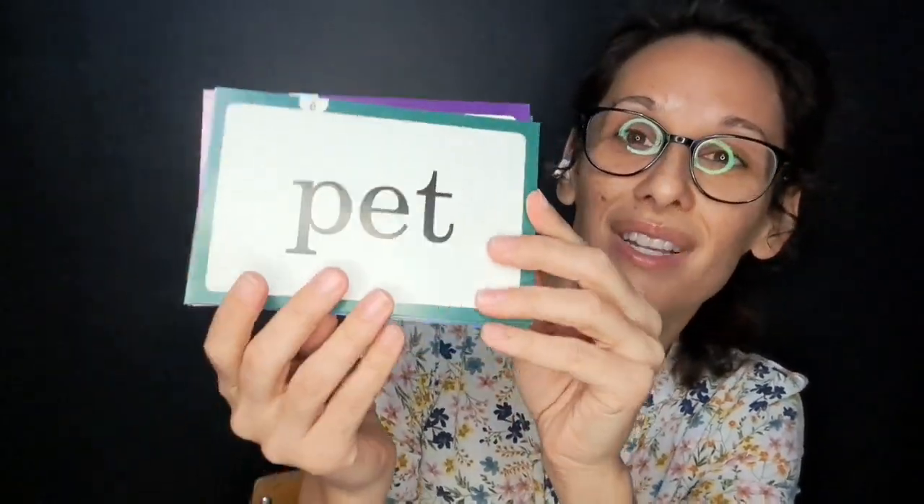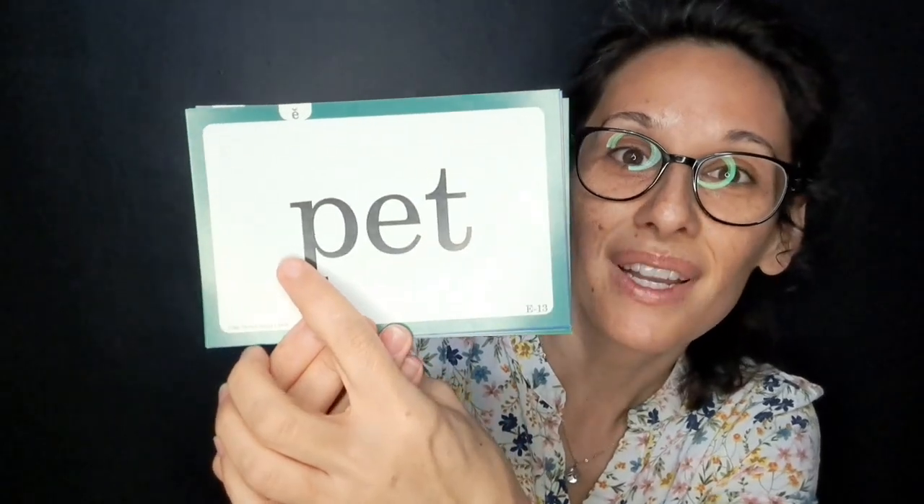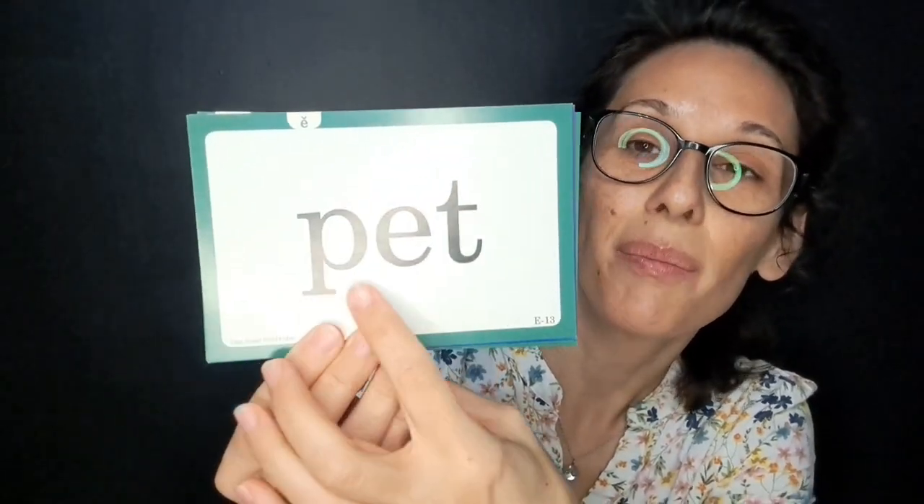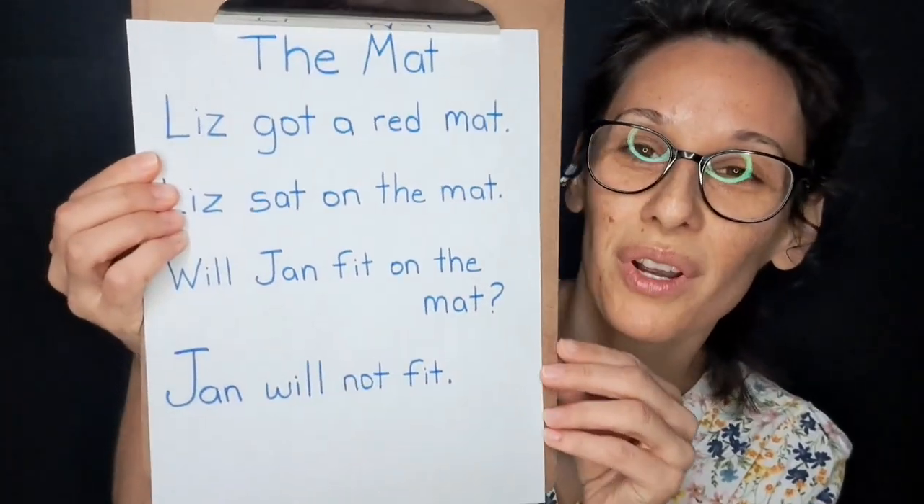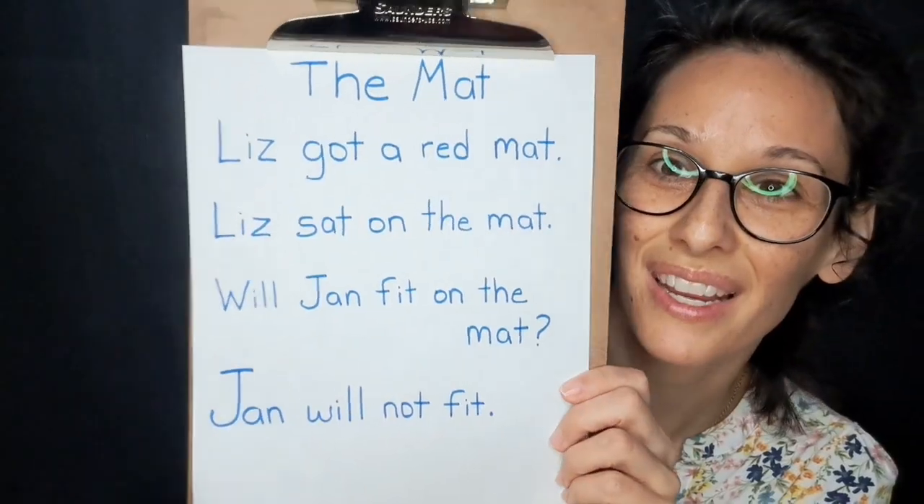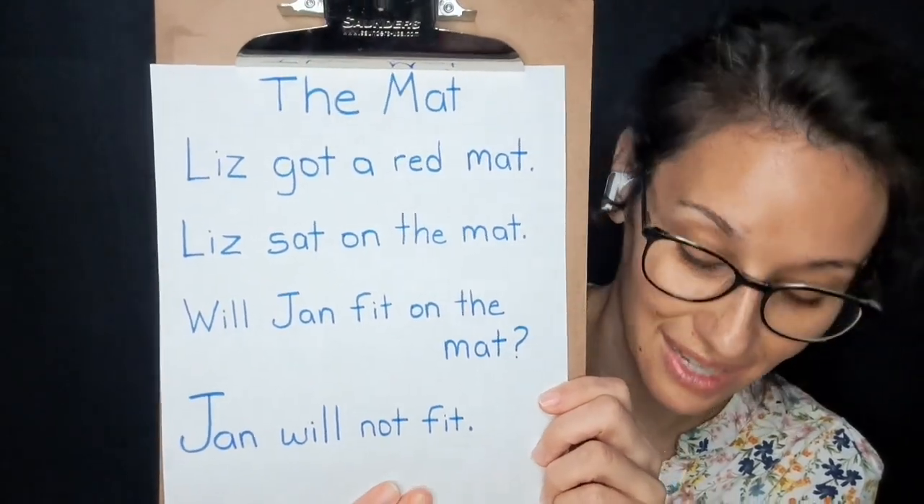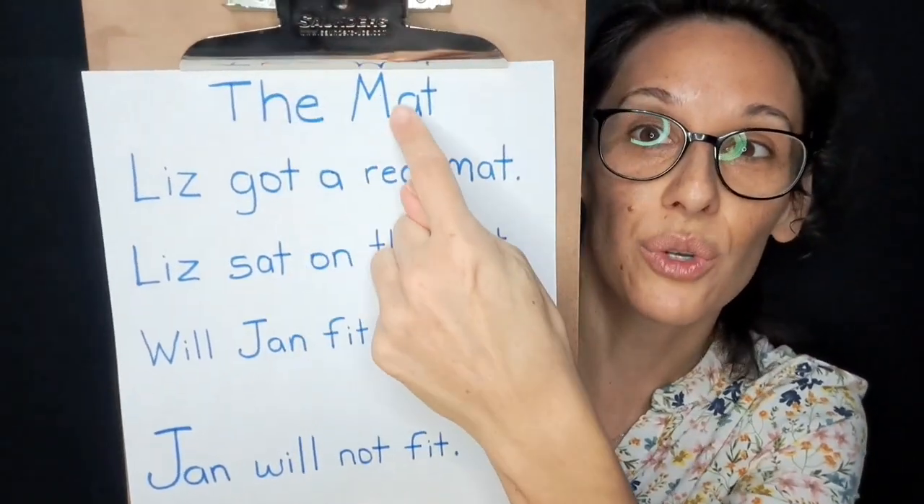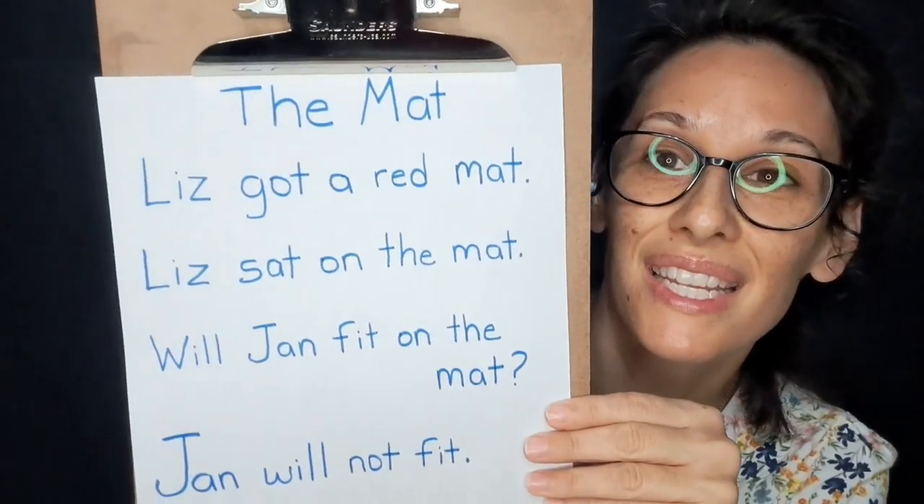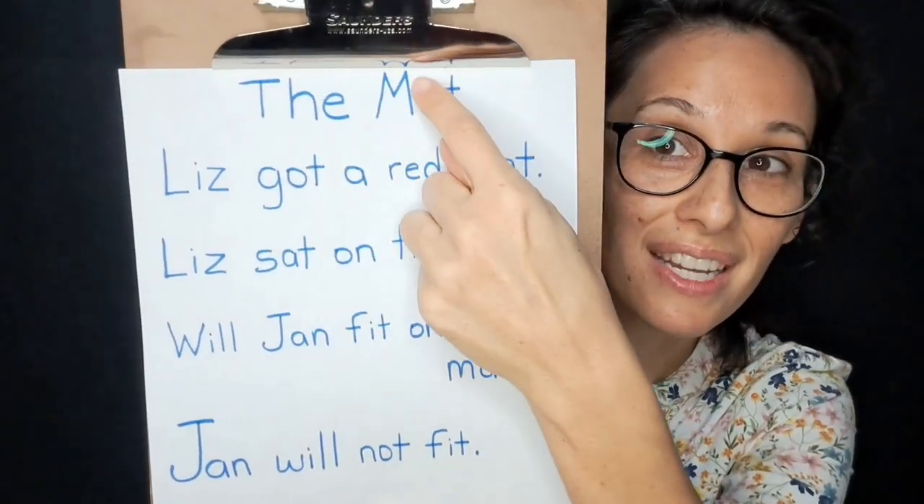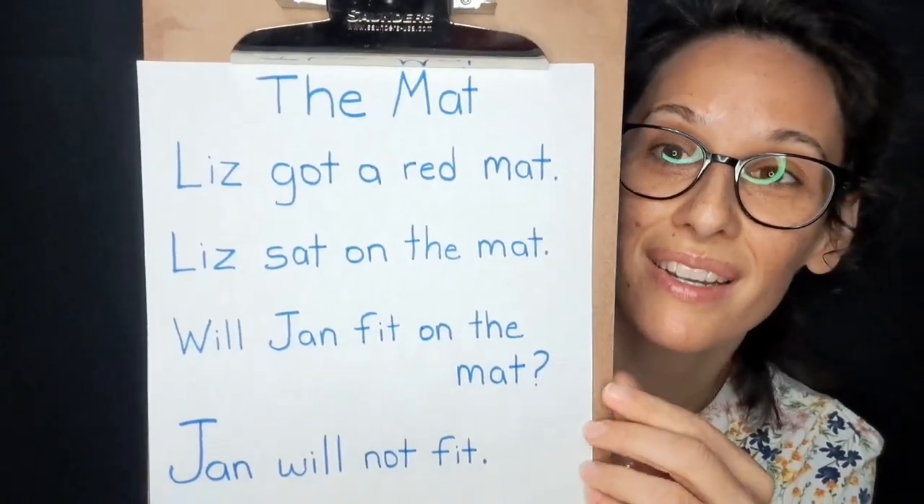This must be the last. This is the last one. P, e, pet, pet. Very good. Okay. Now I have some words here for you to read. Okay, we're going to read this little story. I'm going to help you read it. What is the title of the story? The title of the story means that's the name of it. Can you read it? I'm going to help you sound it out.